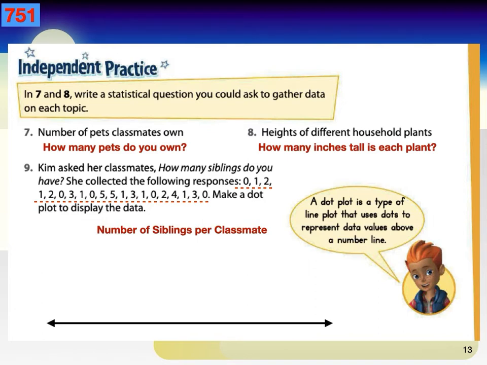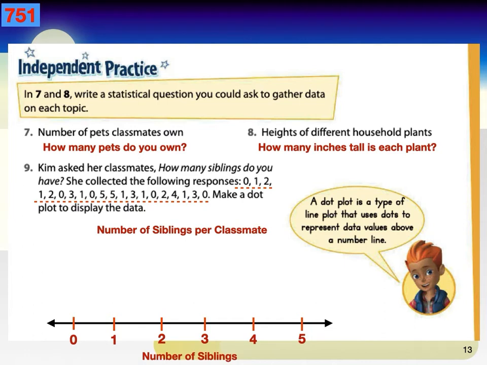So this is the line, and of course we're going to put a meaning or the title for that line. What is it all about? These are the number of siblings. And as you can see, the numbers range from 0 and the highest is 5. So our line plot will start from 0. Of course, next is 1, 2, 3, 4, and the highest response was 5. So now let us check.